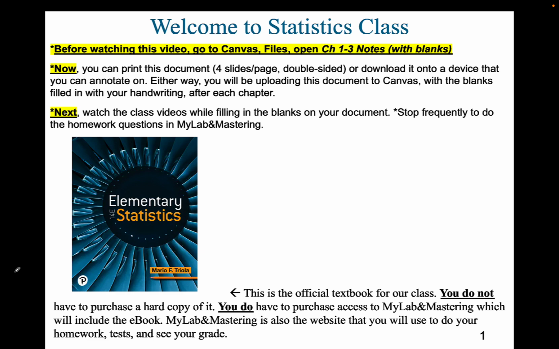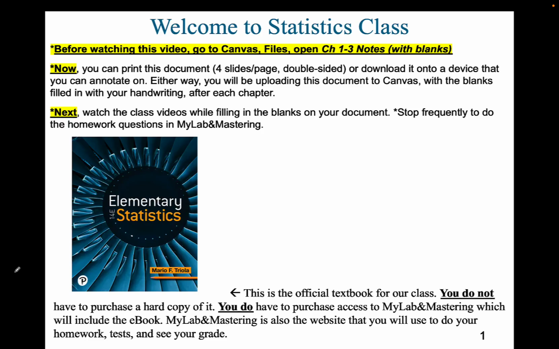It comes with your purchase of this textbook through my lab in mastering. And don't worry, I will walk you exactly how to do that step by step during orientation.